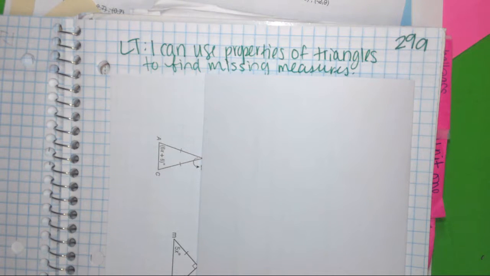Properties of triangles to find missing measures. So, what do we know about isosceles triangles?